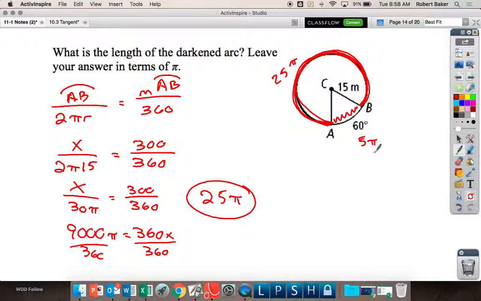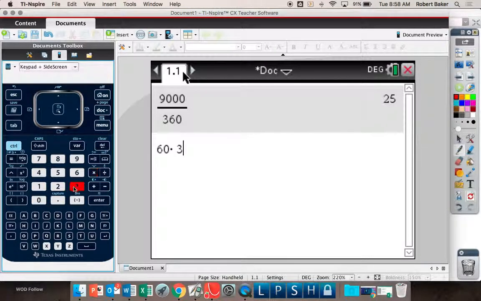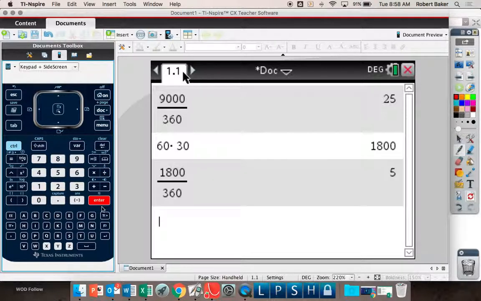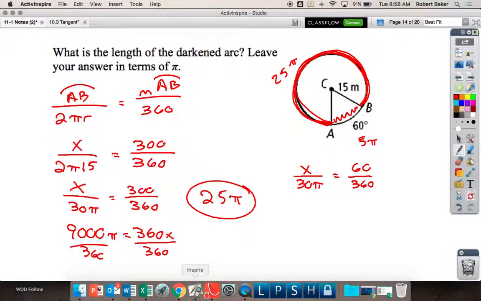And I could show you that if we wanted to solve for that, x over 30 pi should be equal to 60 over 360. I can cross multiply. I'll show you how to do this in one step. So I do 60 times 30 divided by 360. 5. So you can do it all in one step. 5 pi's is the length of the other side. So today we're solving for how long around is the arc.